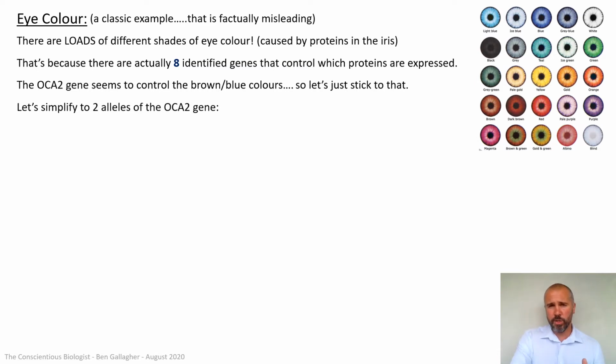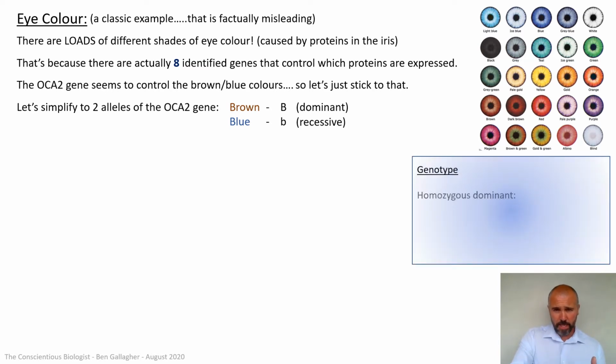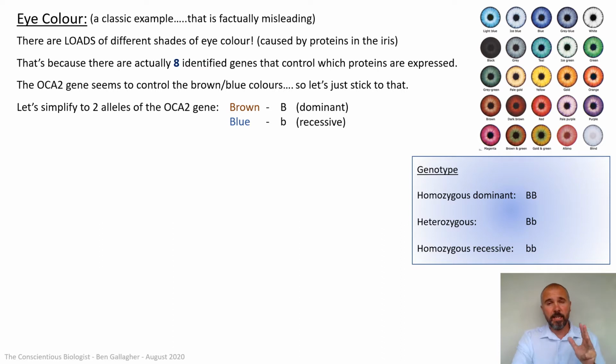So if we're looking at the 2 alleles of the OCA2 gene, you've basically got a brown allele and a blue allele. We'll use a big B and a little b to symbolise them, the capital letter showing the dominant allele and the lowercase letter showing the recessive allele. Now, if we put that into genotypes, we can see that of the 3 genotypes, homozygous dominant, heterozygous and homozygous recessive, we get these 3 genotypes. Remembering heterozygote has both, and the homozygous ones have just one, whether it's the dominant or recessive.